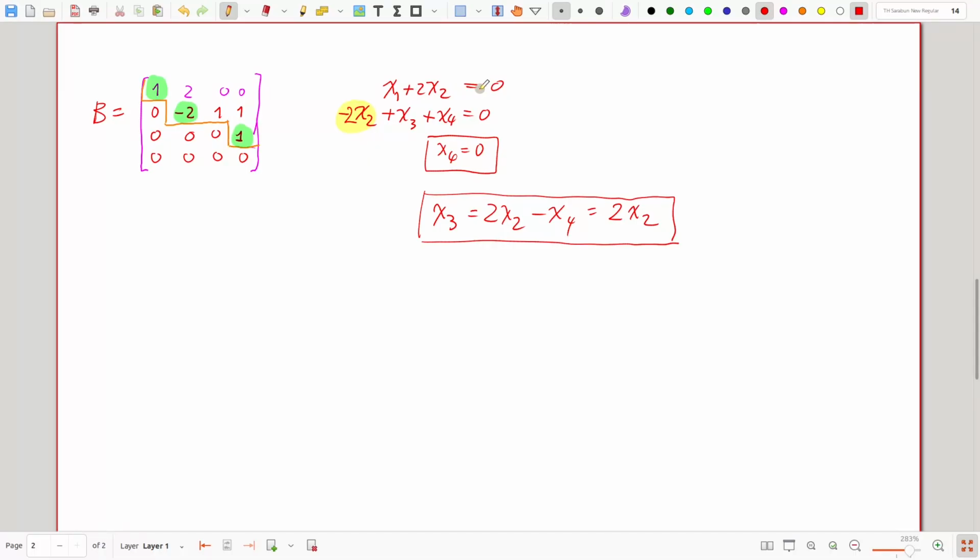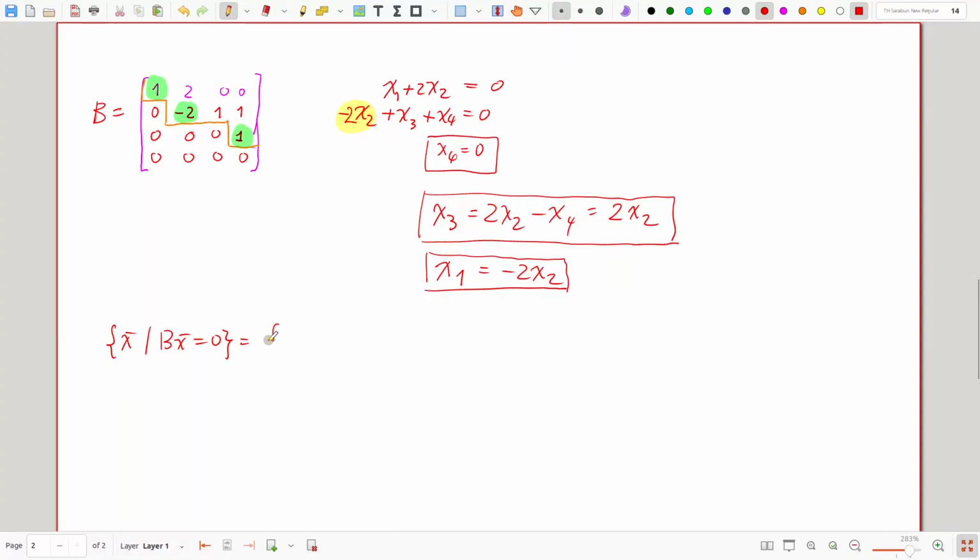Now, the last equation has x1 and x2. x2 has already been set, because we picked it here, so x1 has no choice. x1 is minus 2x2. And x2 is x2. Now we have these 4 variables. So what is the set of all possible solutions? The set of x such that Bx equals 0 is this set.